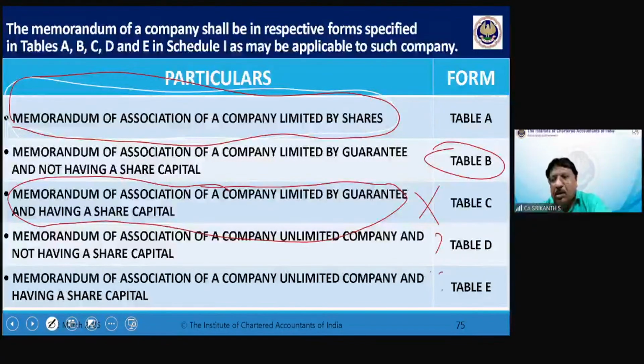Unlimited, I seriously don't know. Okay. But a possibility is given here. So if you want to be a pioneer in that area, you can try to form an unlimited company, like that.